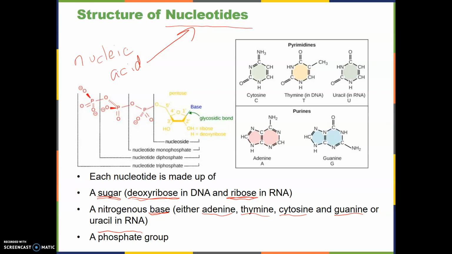And in RNA, instead of thymine, it will contain uracil. So RNA could contain adenine, uracil, cytosine, or guanine, whereas DNA would be adenine, thymine, cytosine, or guanine. Now, we call 3 of these bases pyrimidines because they only have a single ring structure. They're shaped like hexagons. Cytosine, thymine, and uracil are pyrimidines. And then we call the other 2 bases, adenine and guanine, purines because they have a 2-ring structure.